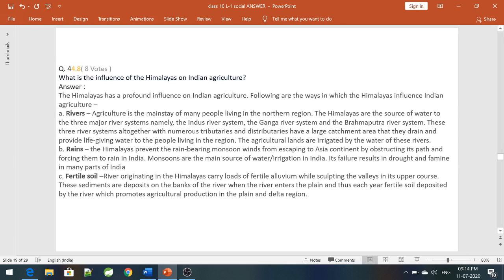The Himalayas have a profound influence on Indian agriculture. Following are the ways in which the Himalayas influence Indian agriculture. Agriculture is the mainstay of many people living in the northern region.